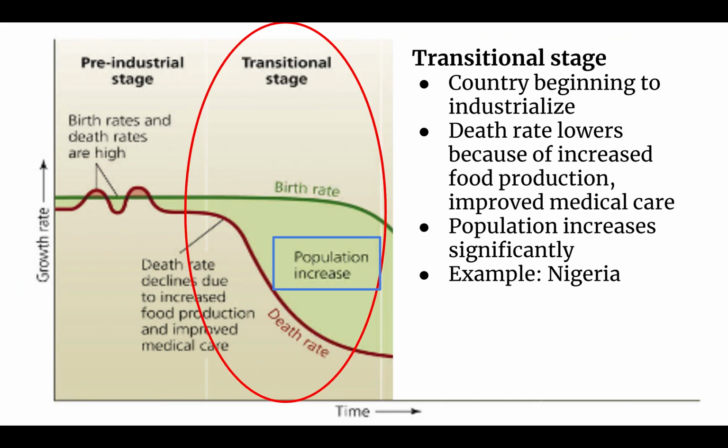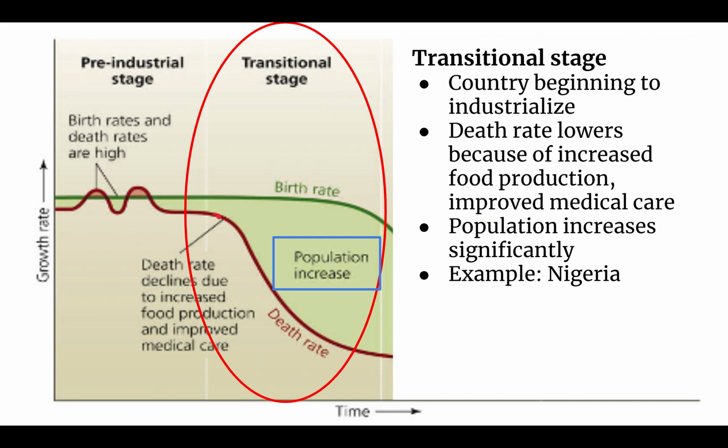So here's where it gets interesting. Next is our transitional stage. This is when a country is beginning to industrialize. And as I said back with our golden rule, first, our death rate is going to lower. The reason the death rate lowers first is because of increased food production and improved medical care. So less people are going to be dying.